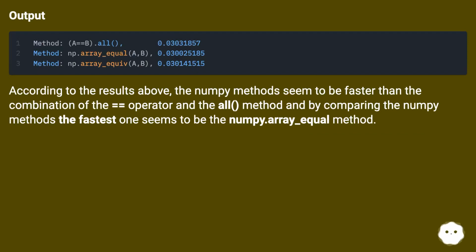According to the results above, the NumPy methods seem to be faster than the combination of the equals operator and the all method, and by comparing the NumPy methods, the fastest one seems to be the np.array_equal method.